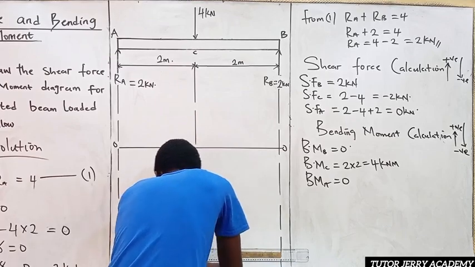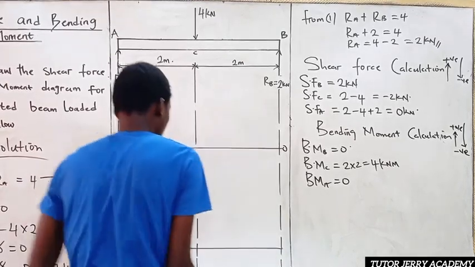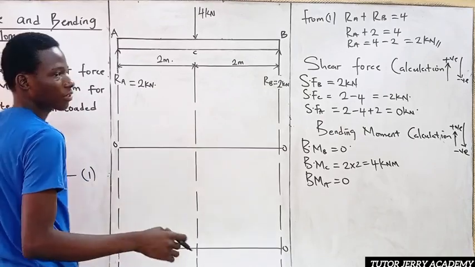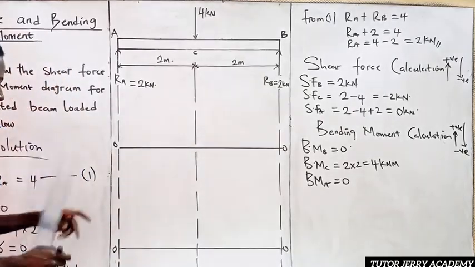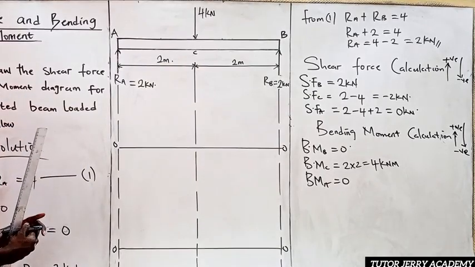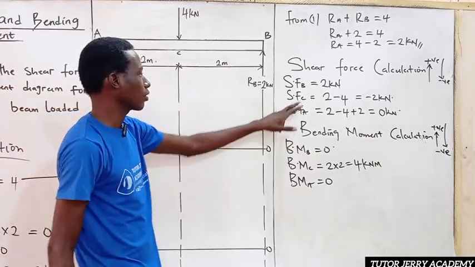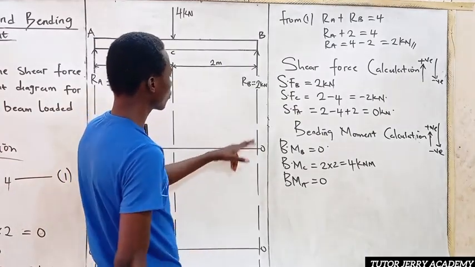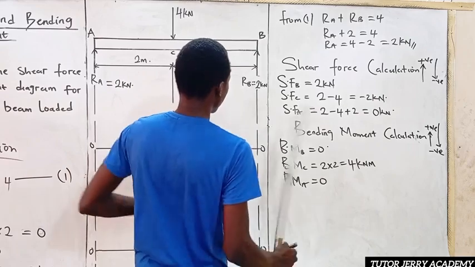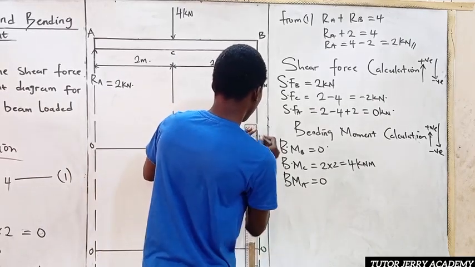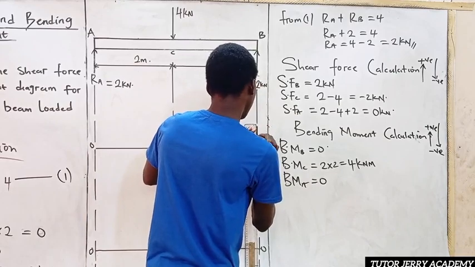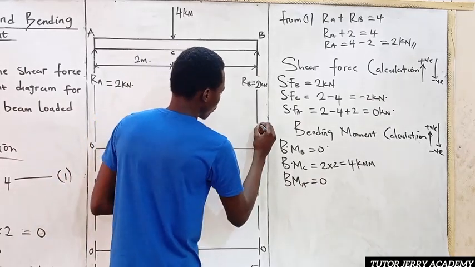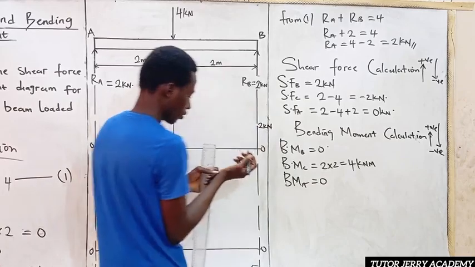Okay, so you have this to be 0 and this to be 0. Now anything above is positive and anything below is negative. So let's plot the points. So the first thing we have here is, at B, our shear force is 2 kilonewton. So we are just going to be tracing 2 kilonewton upward. So let's take this point as 2 kilonewton. So I put 2 kilonewton here.